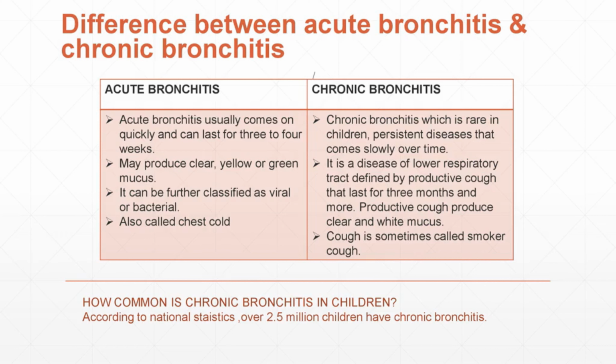And if we talk about chronic bronchitis, it is rare in children and is a persistent disease that comes on slowly over time. It is a disease of the lower respiratory tract and defined by a productive cough that lasts for 3 months or more. Productive cough produces clear and white mucus. The cough is sometimes called smoker's cough because smoking is the most prominent reason for having chronic bronchitis.